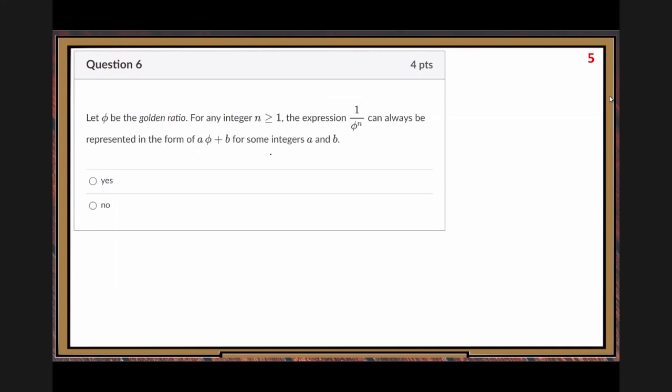Number 6, a similar question. This time, 1 over phi to the n. The answer is yes. Even 1 over phi to the n, we can still represent that expression as a phi plus b. All right, let me show you. We still use these two properties.